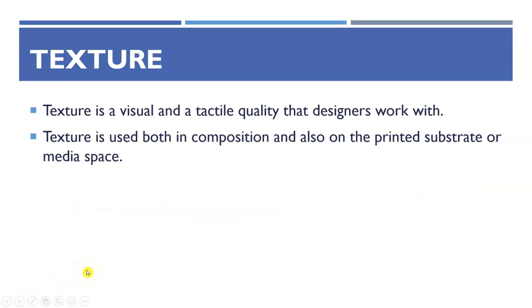So we have dealt with points, dealt with line. We're building now. Start with a point. We join 2 points, we get a line. We start to join lines, we get planes or shapes. Then shapes start to have color, and then these shapes, these colored shapes, occupy space. But in addition to color, we also have texture. So texture is a visual and a tactile quality that designers work with.